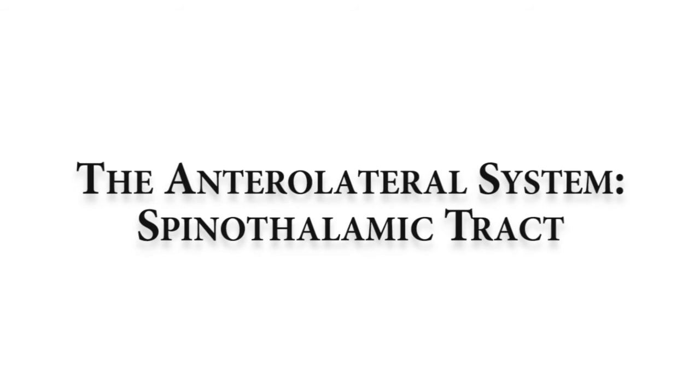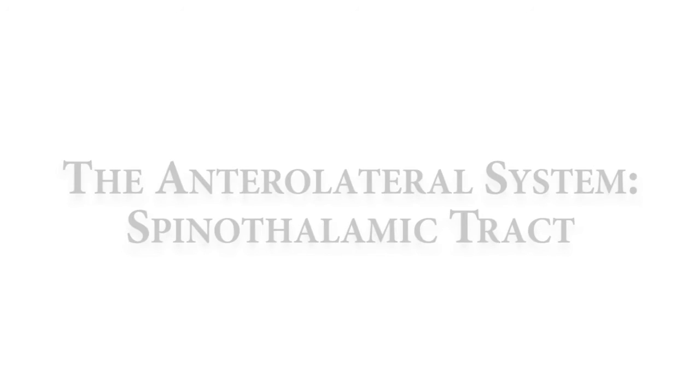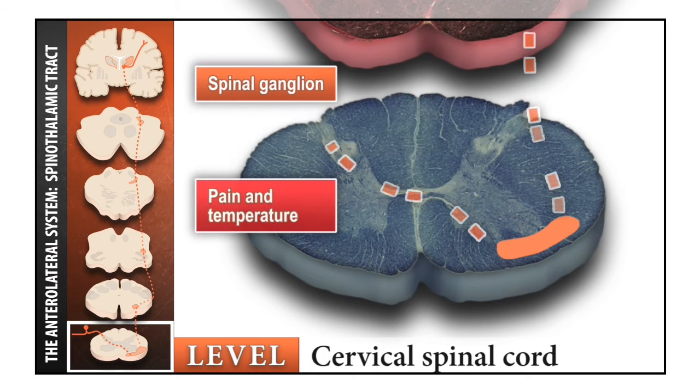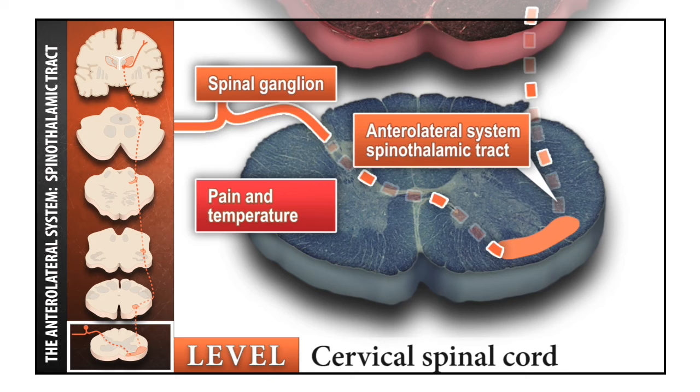The anterolateral system, spinothalamic tract. Axons enter the spinal cord from the spinal ganglion, travel up or down 1 to 2 segments in the Lissauer tract, and then synapse in the posterior horn. Axons of secondary neurons cross the midline in the anterior white commissure and ascend as the anterolateral tract in the spinal cord.